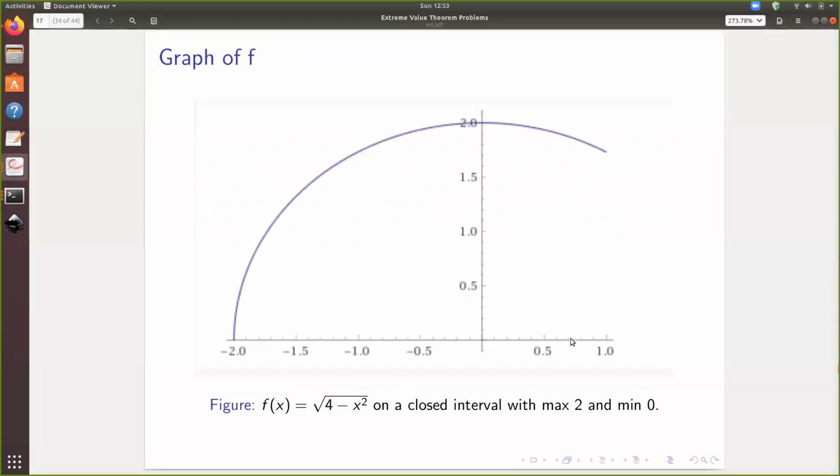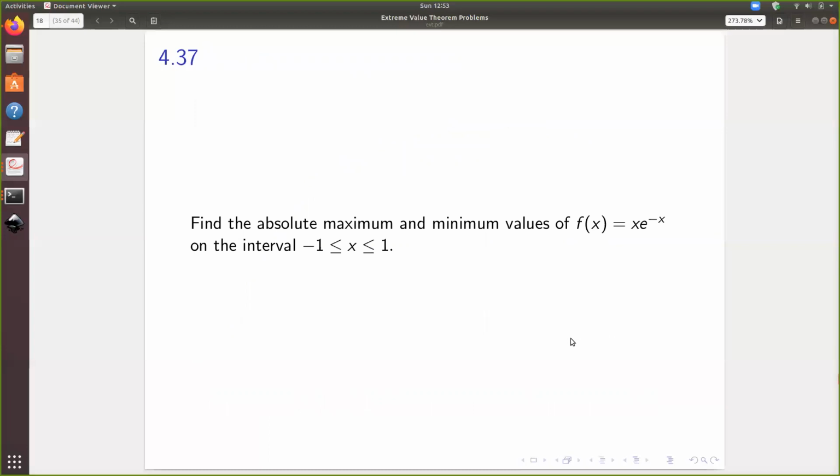Let's check out that picture. All right, here it is. f of x equals the square root of 4 minus x squared on the closed interval. And if you look over at 0, we get our max there at 2. And if you check out negative 2, we have our min, which is 0. Oh, wait, let me make sure I said that right. Yeah, at 0, we have our max, which is 2, and at negative 2, we have our min, which is 0. All right, lovely. Let's do another one.